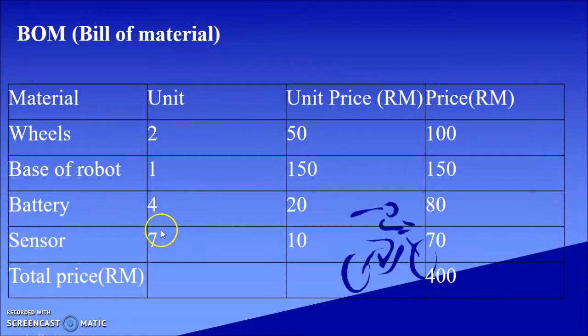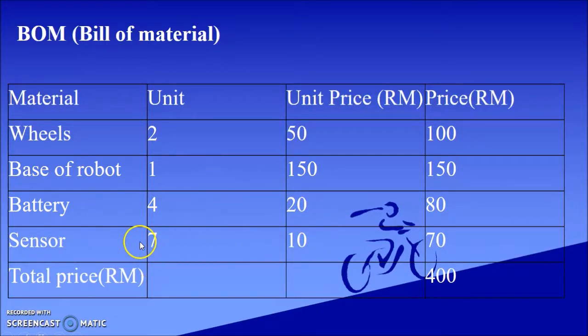And now I introduce our BOM, our bill of materials. In our assignment to build this mobile robot, we need two wheels, because our assignment is a two-wheel controller, two-wheel mobile robot. One unit of the wheel is 550 ringgit. So using two is 100. The base is 150. The battery, we buy four. One is 20. This battery can be recharged.